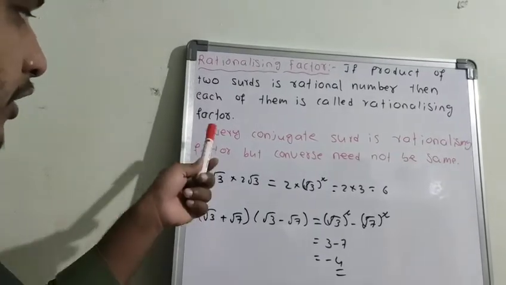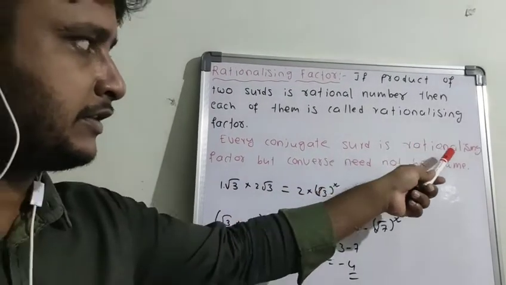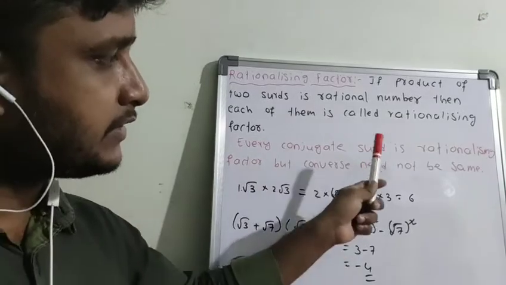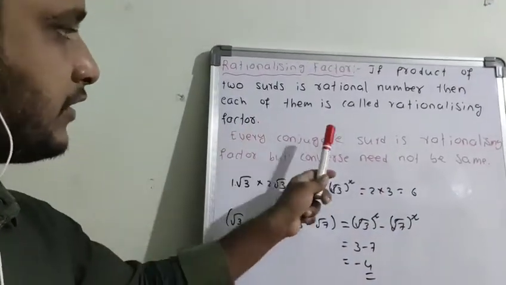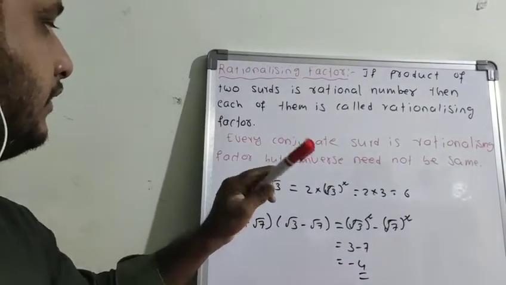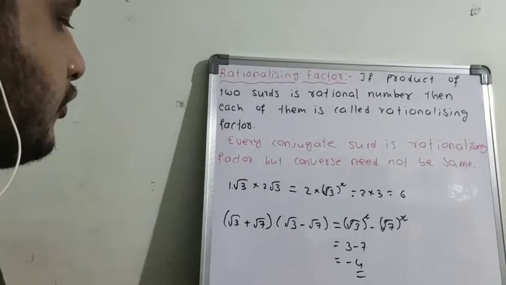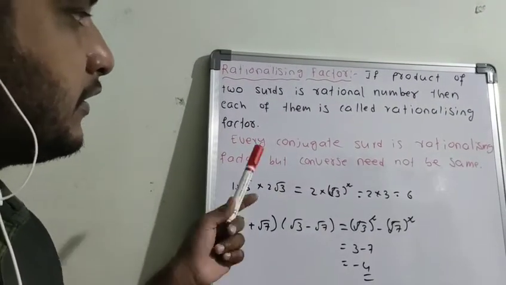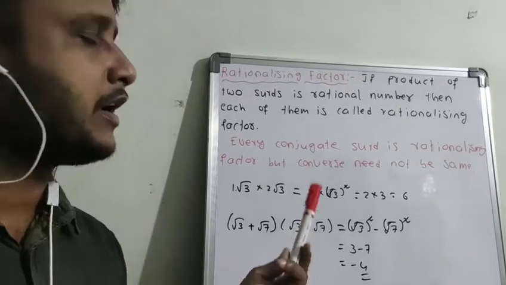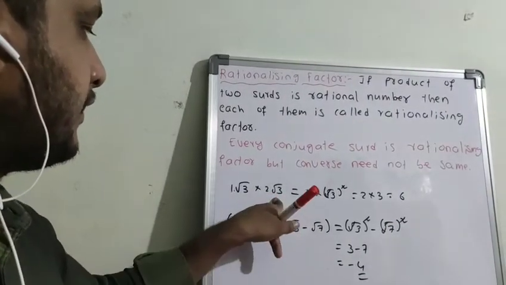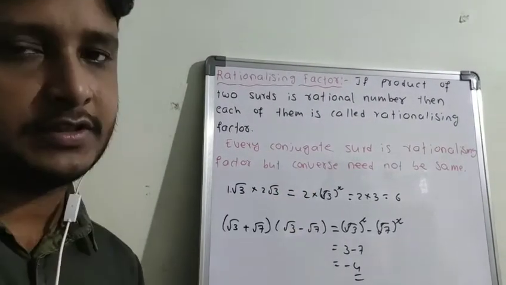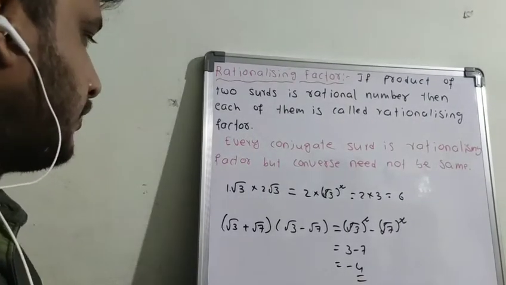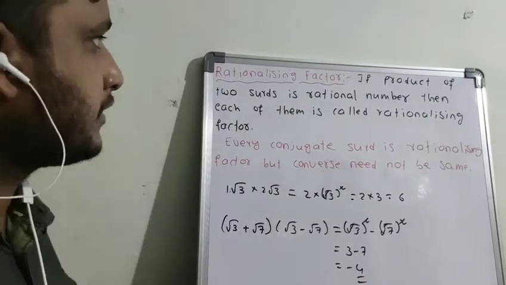And one important point: every conjugate surd is a rationalizing factor, but the converse may not be true. Every conjugate surd is a rationalizing factor, but every rationalizing factor may or may not be a conjugate surd. Why? Because 2 root 3 is a rationalizing factor, but it is not the conjugate surd. Okay. This is the rationalizing factor concept.